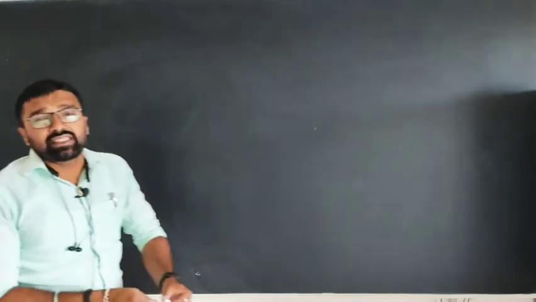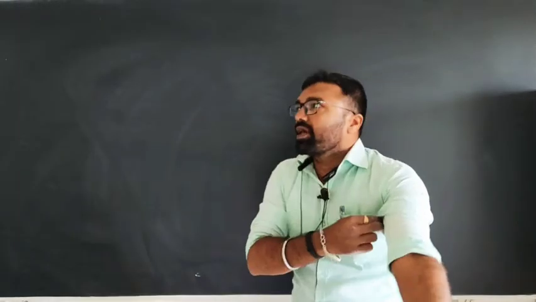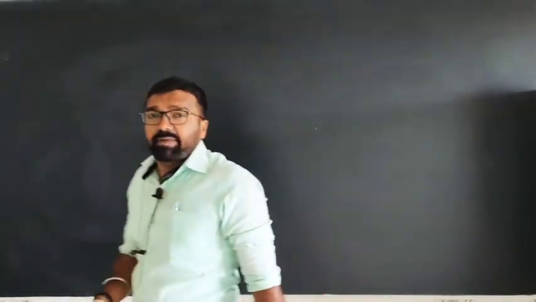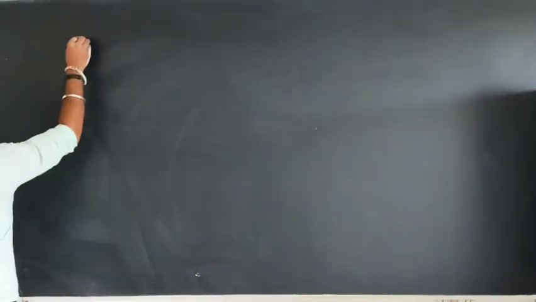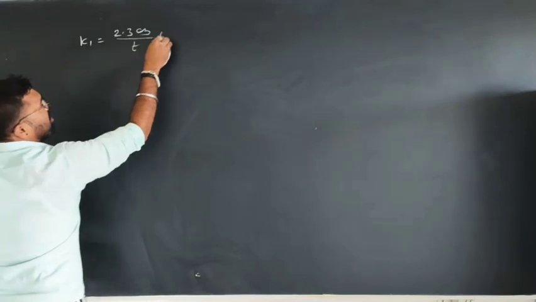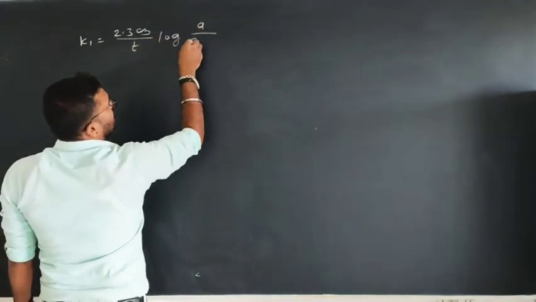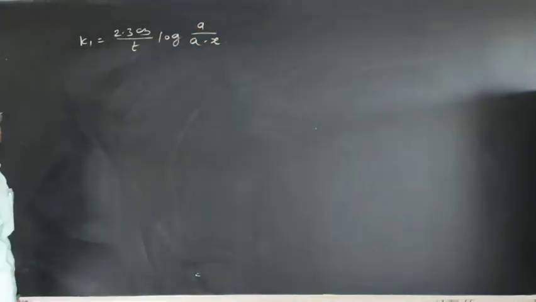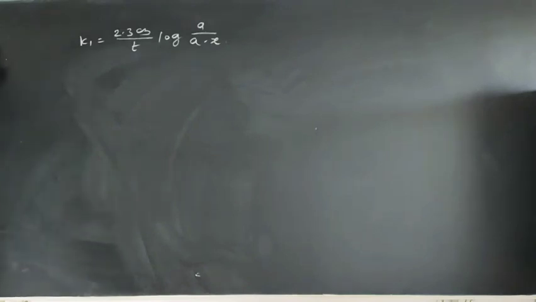In the last lecture we had seen the first order reaction. I write here the general expression for the first order reaction, that is K1 is equal to 2.303 upon t into logarithm to the base 10 of a upon a minus x. This is the general expression for the rate constant for the first order reaction.